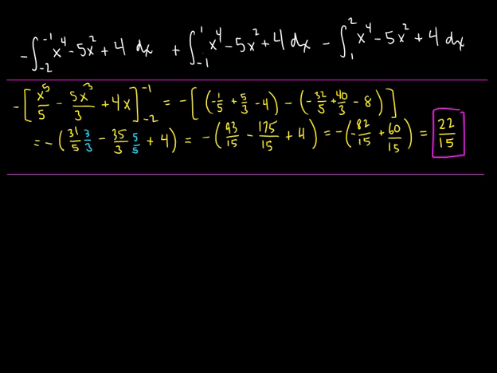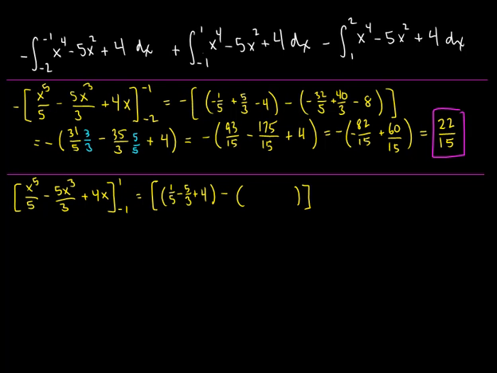Alright, the second integral will be exactly the same for the antiderivative, only it'll be positive on the outside, and we'll evaluate from -1 to 1. And we'll set up brackets and parentheses. This one will be a little bit easier. We'll just get 1/5 minus 5/3 plus 4. From the second term, we'll get -1/5 plus 5/3 minus 4.